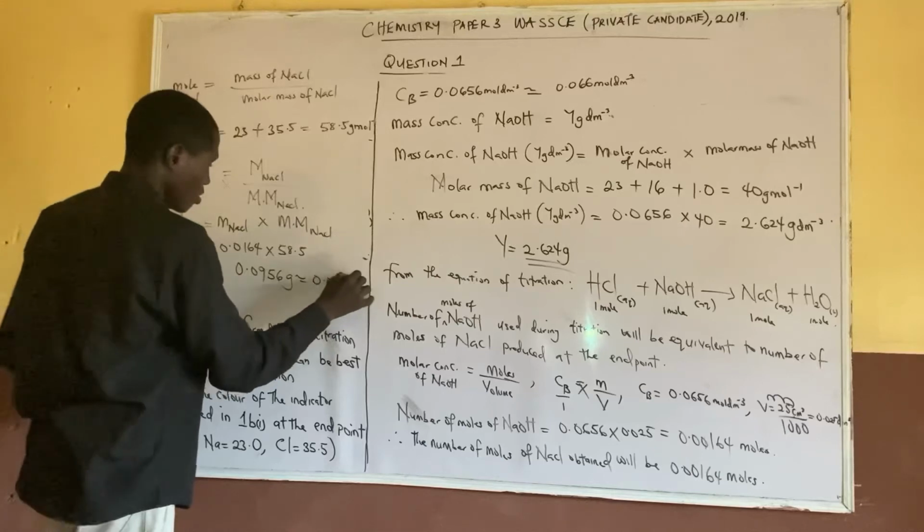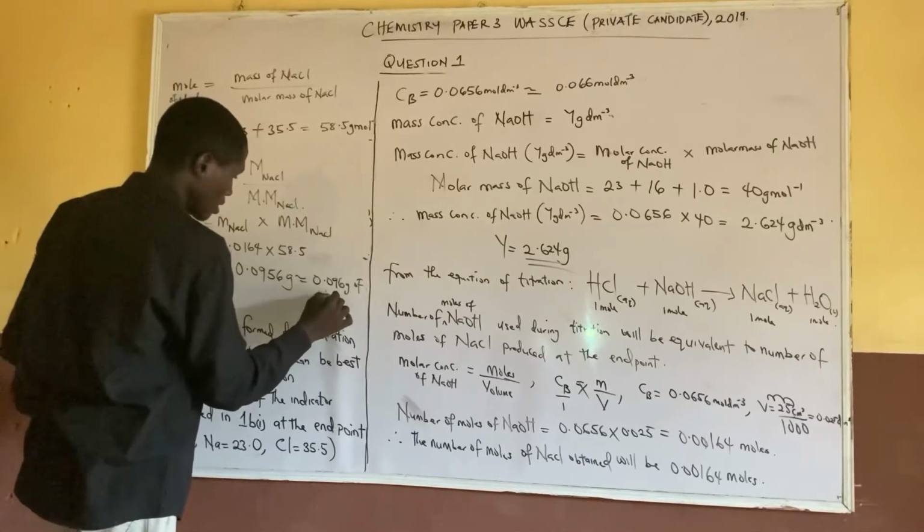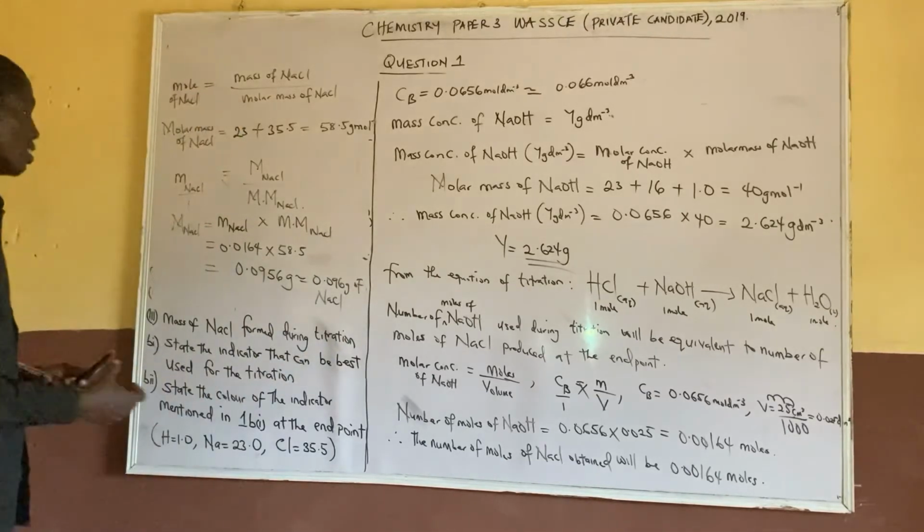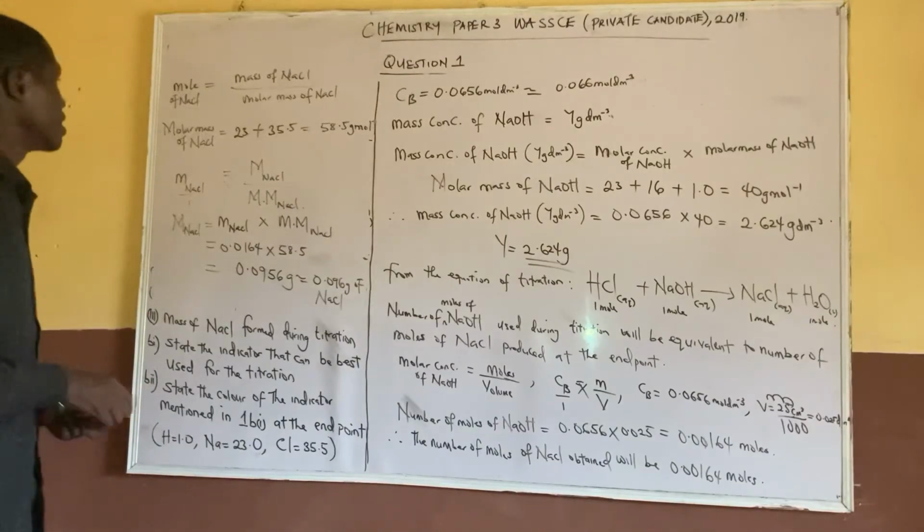0.096 gram of sodium chloride that will be obtained at the end of the titration.